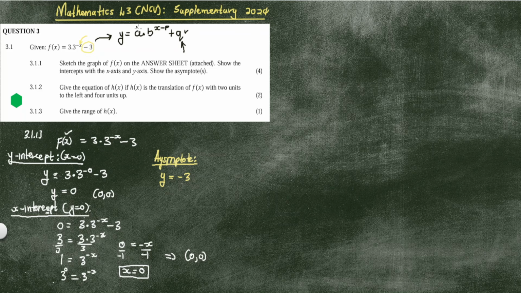In this case, I have a, it's 3. I have b, it's this 3. I have q, the asymptote, which is this minus 3. P is taken as 0. So the asymptote is y equal to minus 3. I have the asymptote, I have the x-intercept, I have the y-intercept, everything is intact now. I can go ahead and plot my function.